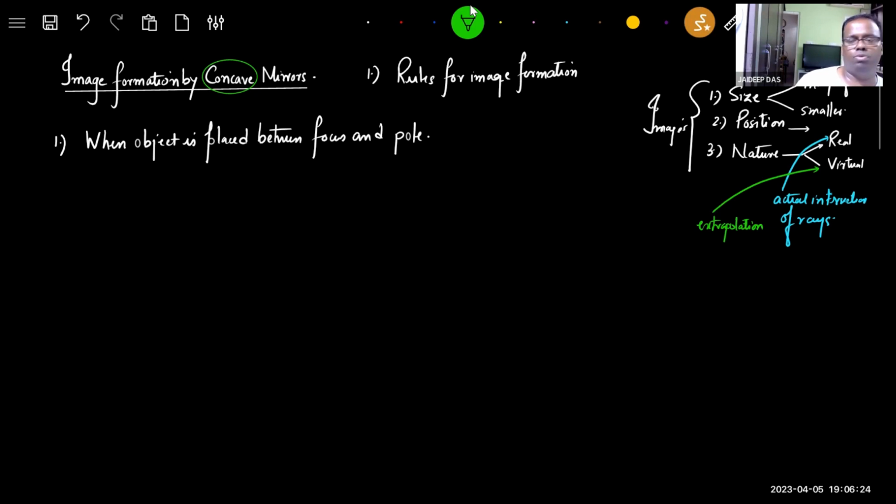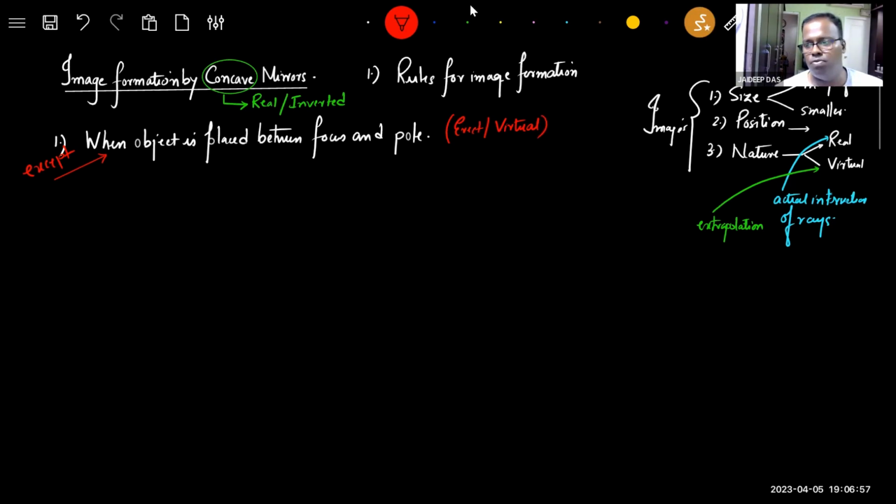When the object is placed between focus and pole. Now, a few shortcuts you need to understand; this will help you in examination. Your concave mirror will always give you a real and inverted image, except this particular case. In this case, we will get an erect image and a virtual image. This is the only case. Other than this, everywhere you will get a real and an inverted image.